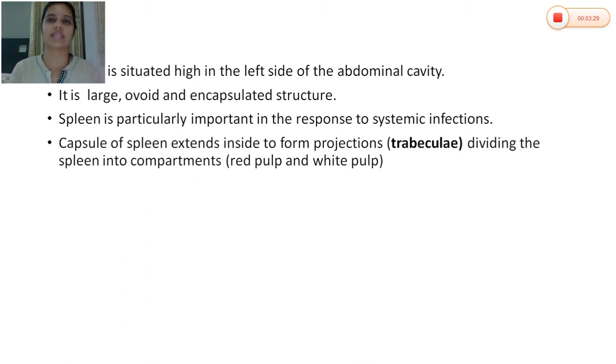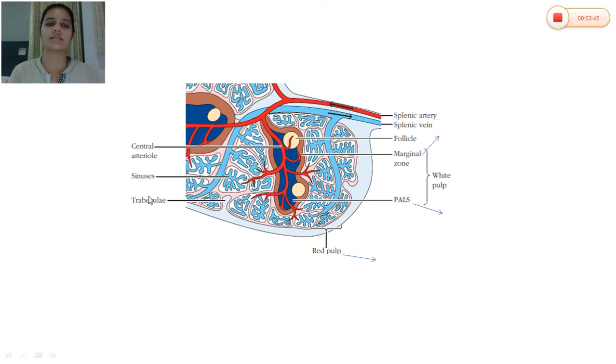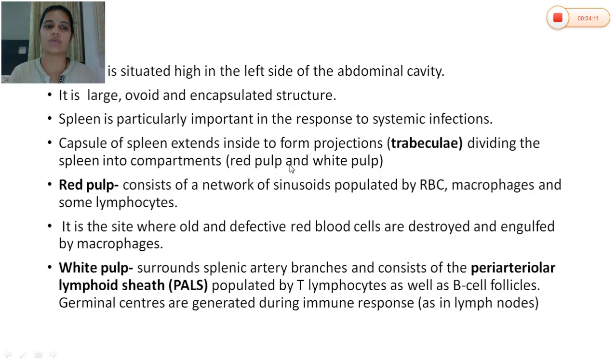Now, the capsule of the spleen, the covering of the spleen, extends inside to form projections known as trabeculae. You can see the diagram, it will be much clearer. Here, this is the capsule of the spleen, the outer covering. This light blue structure shows some folds into the inner structures. These folds are known as trabeculae. These trabeculae divide the spleen into two areas. All this blue structure which is shown is the red pulp, and in between the red pulp there is the white pulp region. So let's see what it is.